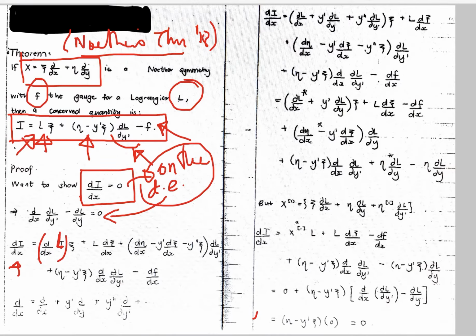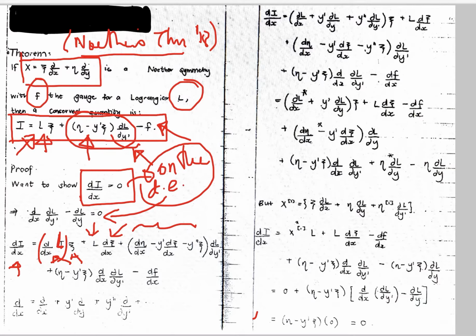Then dI/dx is, well, applying the product rule on L times xi, it's the derivative of L with respect to x multiplied by xi, then leaving L as it is, differentiating xi, so that's the total derivative dxi/dx. Then if we go to that term there, the product is the bracket and dL/dy dashed. This is the total derivative of that bracket.